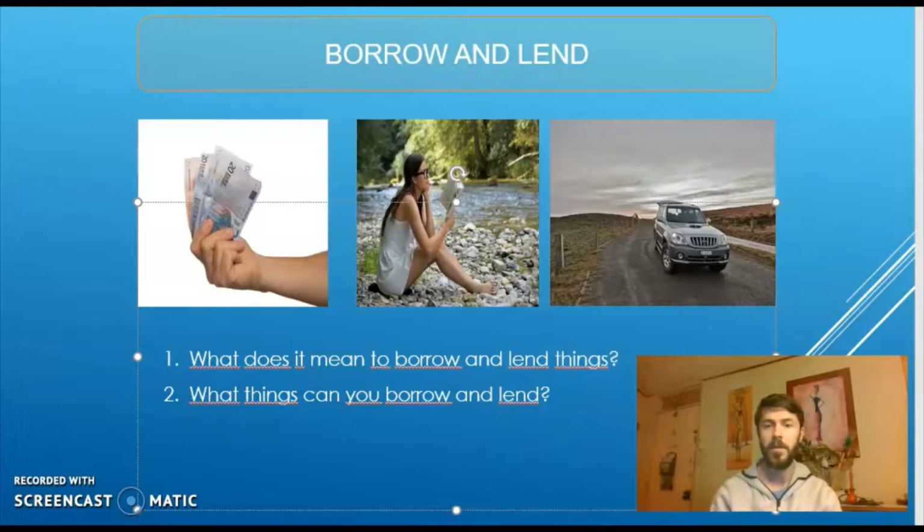Then number two, what things can you borrow and lend? Take a look at the pictures, and with a partner, can you discuss your ideas? Or if you're on your own, can you write on a piece of paper a few, let's say, three phrases? For example, if you look at the picture on the right, one phrase could be something like, Dad lent me his car. When you've done that, we're going to talk again.